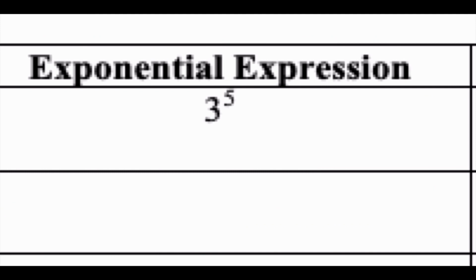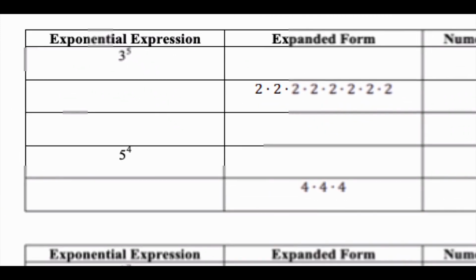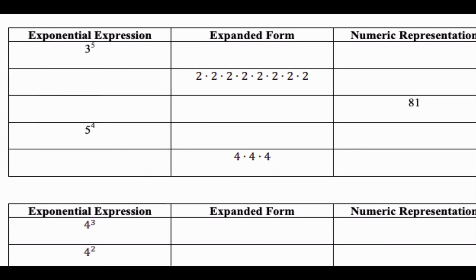That's what exponents are, when it has that little number up top. The big number is called the base though. Could be a number, could be a letter, whatever it is. So 3 to the 5th power means 3 times 3 times 3 times 3, 5 times.